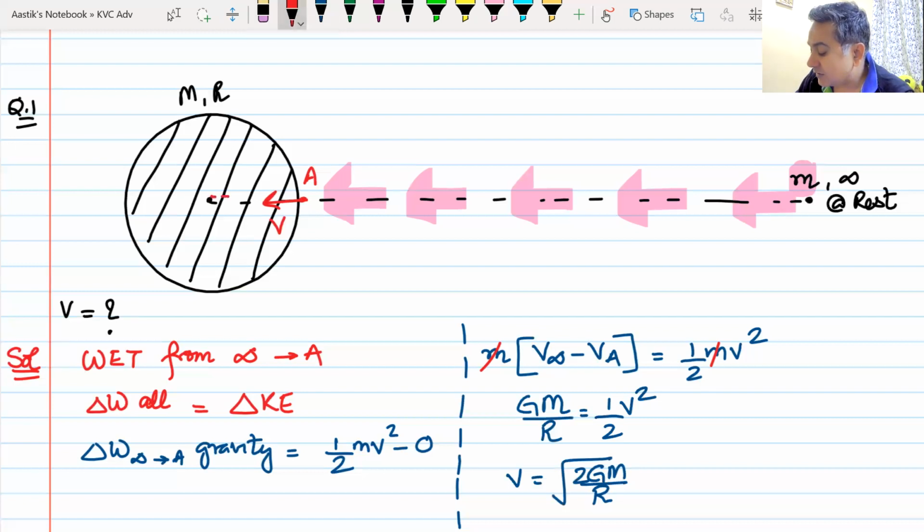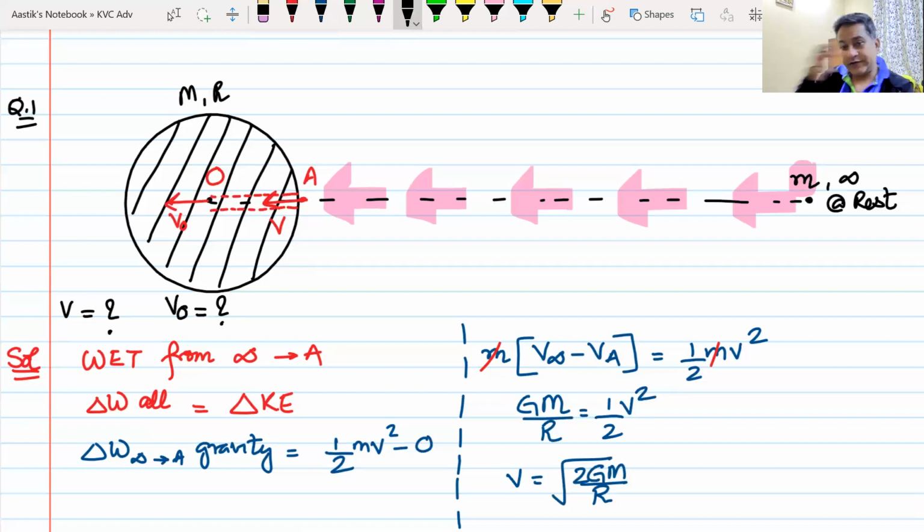Let us say that there is a tunnel dug exactly at the point where it hits. So what will happen now? It will go towards the center of this planet. Yes or no? The next question is, with what velocity does it hit the center of the planet?